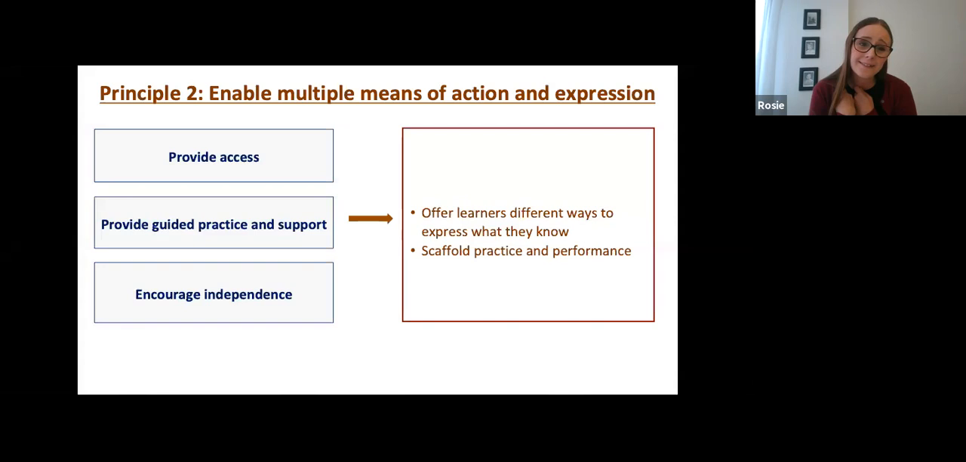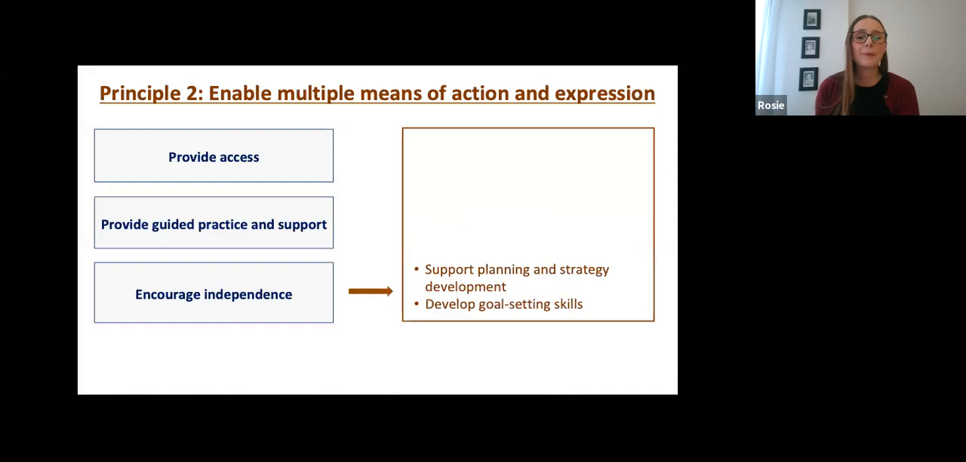Well, if you see, we're going to offer planning and strategy development, right? And help them learn how to set goals. So great. Let's talk about this.